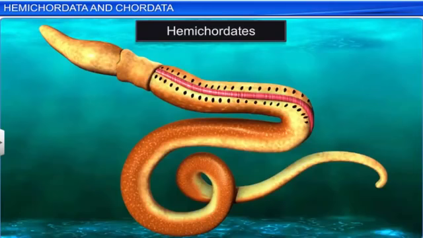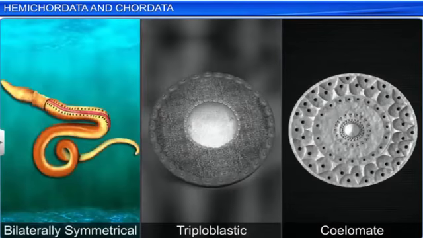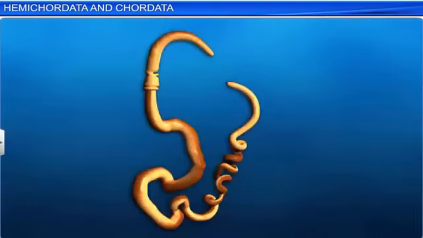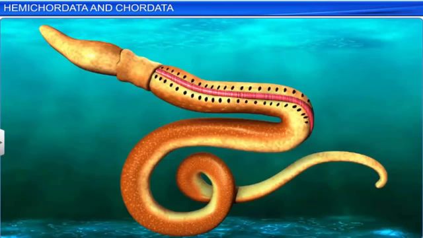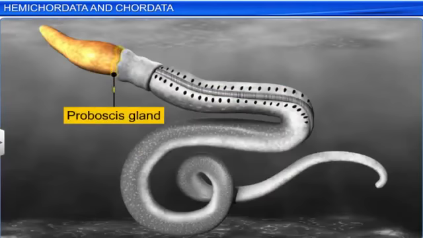Hemichordates are small, worm-like marine animals. They are bilaterally symmetrical, triploblastic, coelomate animals with an organ system level of organization. Their cylindrical body is divided into proboscis, collar, and trunk. Hemichordates respire through gills and have an open circulatory system. The proboscis gland functions as an excretory organ.